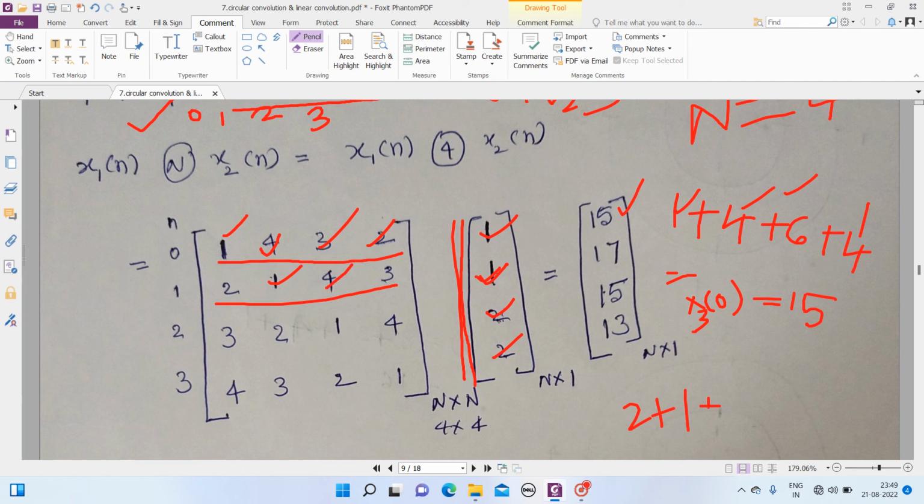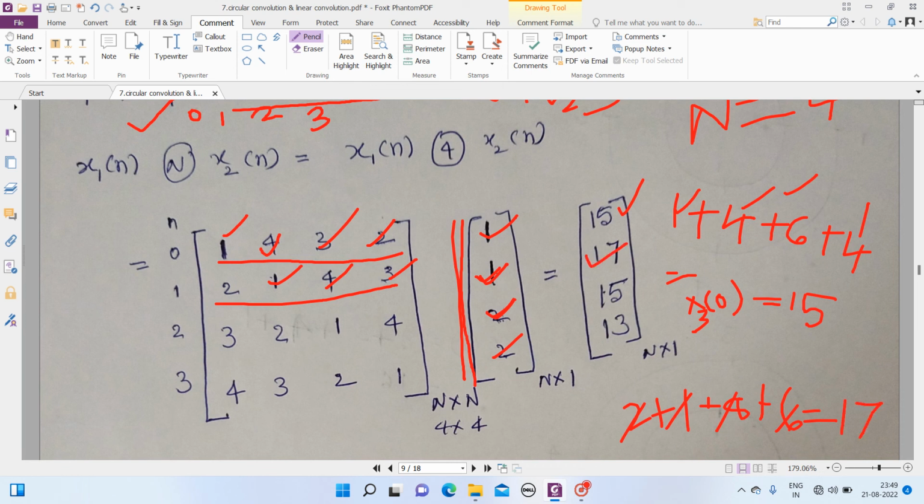4 twos are 8, plus 3 twos are 6, is equal to, just add these values. So 8 plus 2, 10, 10 plus 6, 16, 16 plus 1, 17. You got the x3 of 1 value as 17.